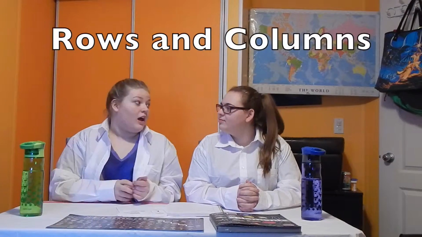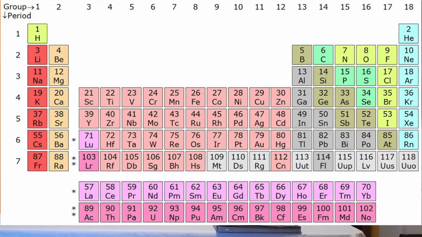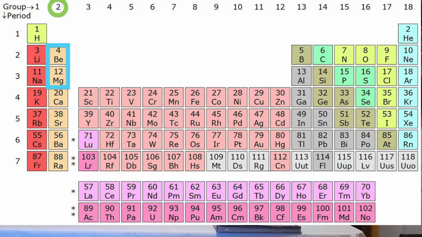Each element is placed in a specific location because of its atomic structure. As with any grid, the periodic table has rows and columns. Each row and column have specific characteristics. Just like if you look at beryllium and magnesium. Beryllium is on top of magnesium. They are both found in column number 2 and they share certain similarities.